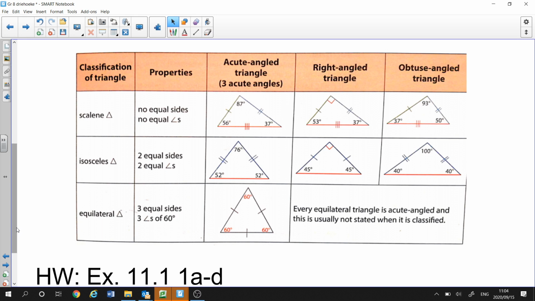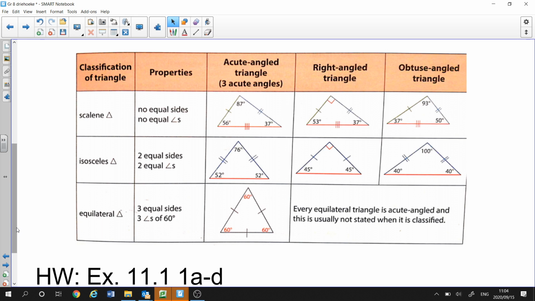Then we get an acute angle triangle. The acute is that all three angles inside are less than 90. Then a right angle triangle means that one angle will be equal to 90 and the rest will make up the other 90. Then an obtuse angle means one angle in the triangle will be greater than 90. The rest will add up to 180.